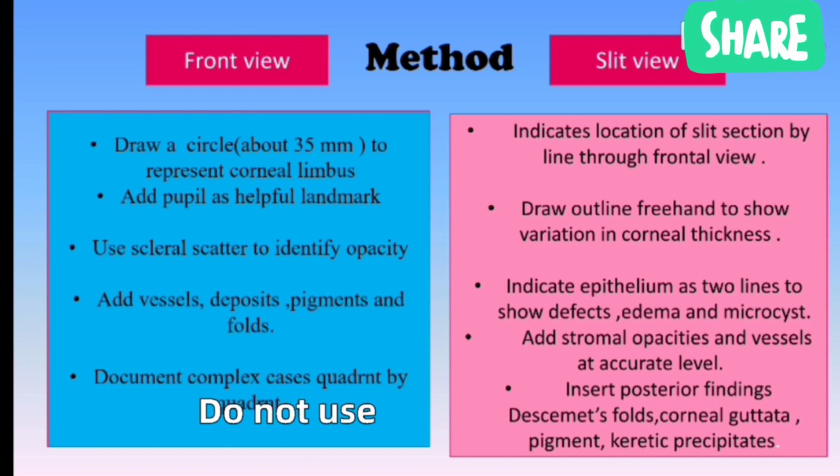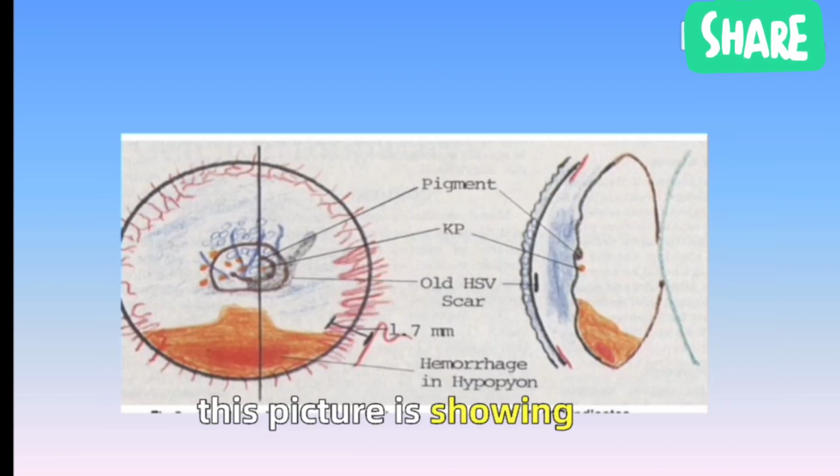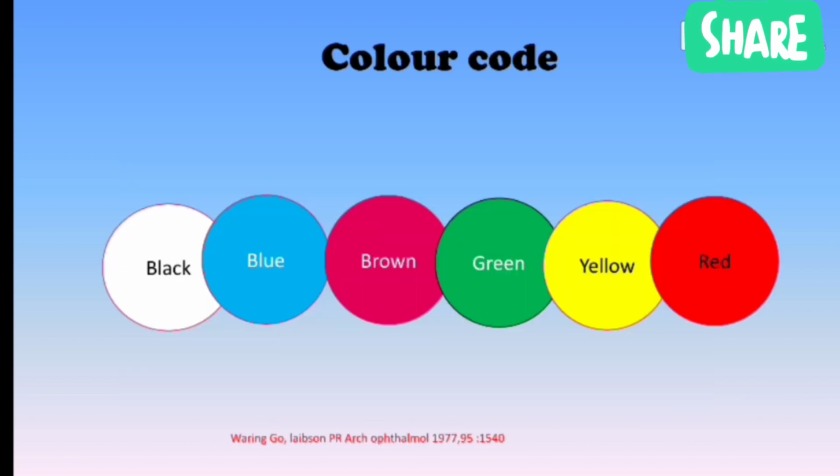thinning. Do not use any dye, like fluorescein stain or rose bengal, until you have drawn the diagram properly. For more accurate and precise drawing, measurements should be taken for ulcer, pterygium, epithelial defect, etc. This picture is showing the front view and the slit view. The color shades which we use to draw the corneal diagram are black, blue, brown, green, yellow and red.